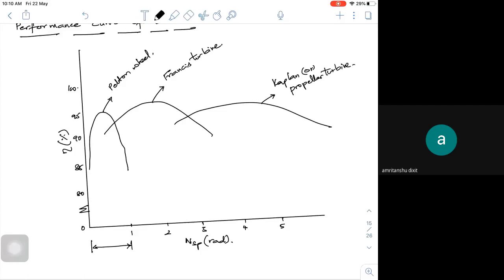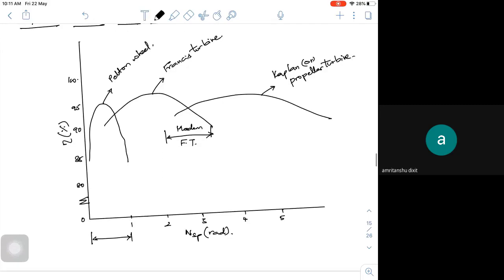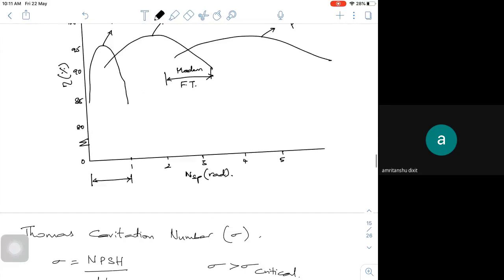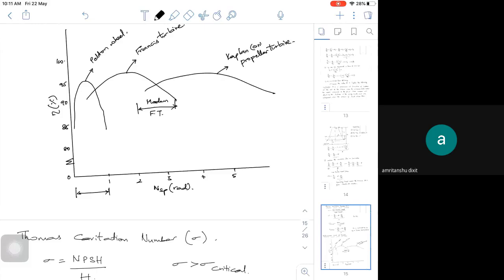And Francis, if you look at it, maybe the modern Francis turbine may come somewhere here, because it tries to overlap with respect to your Kaplan or propeller. Now similarly, if you look at the loading conditions, it's very, very important. How do they load?